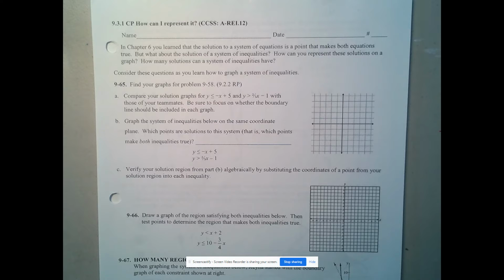How can you represent these solutions, notice it's plural, on a graph? How many solutions can a system of inequalities have? Consider these questions as you learn how to graph a system of inequalities.